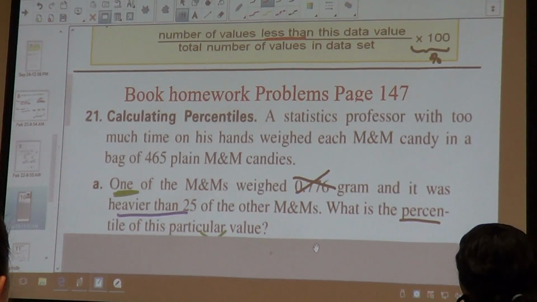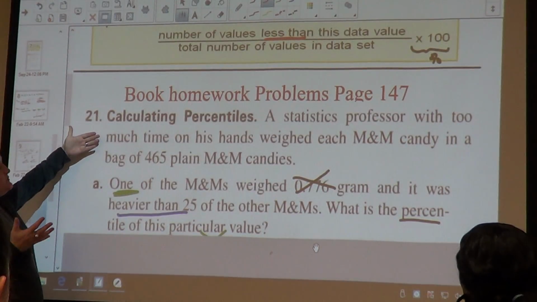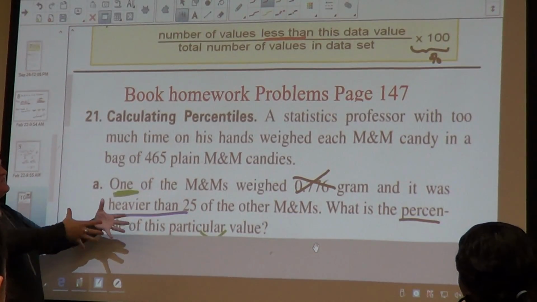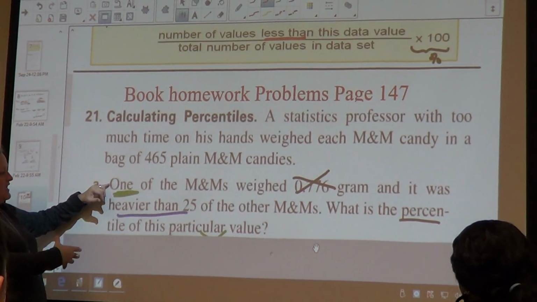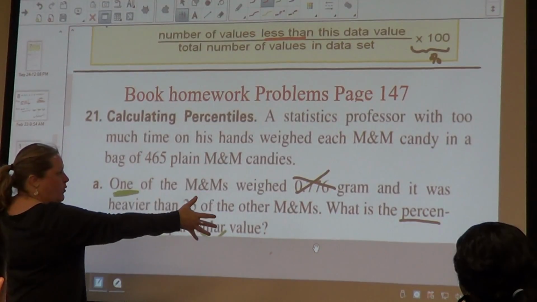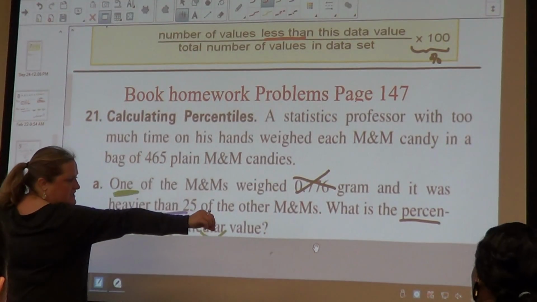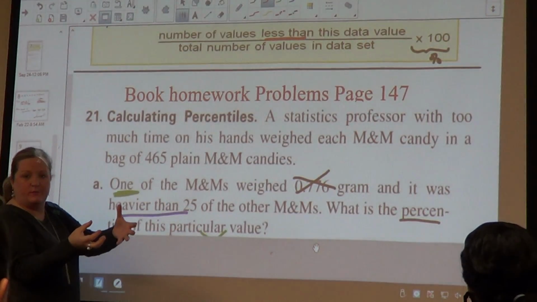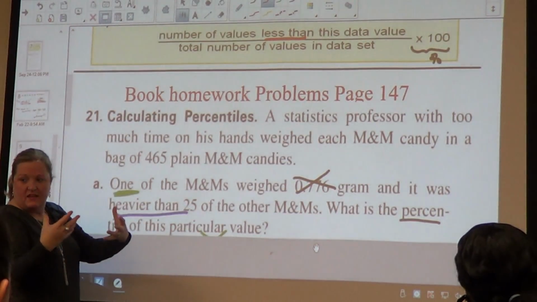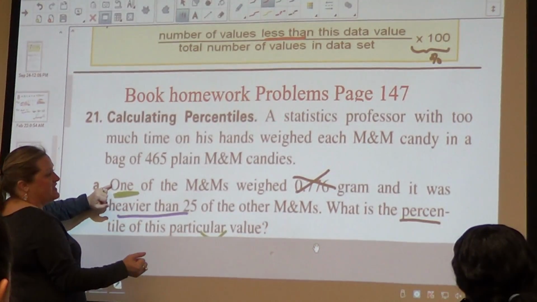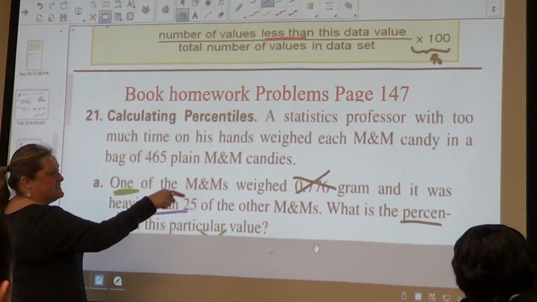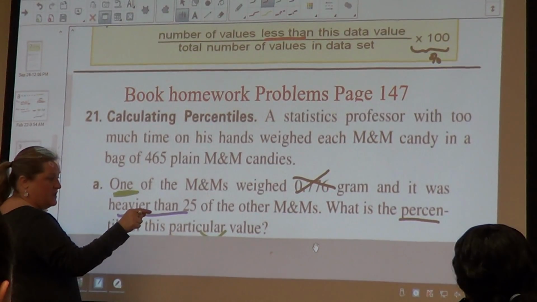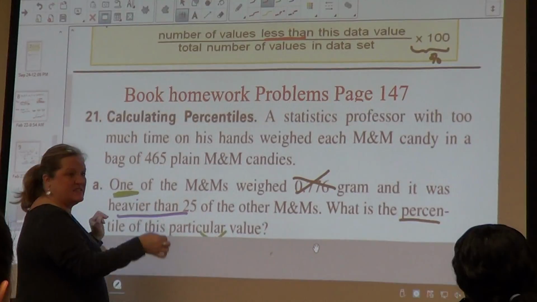A statistics professor, not that I have too much time on my hands, but too much time on my hands, gave us a bag of 465 M&M candies. They put the M&M candies in order from the least weight to the highest weight, because some M&M candies are chintzy, and some are like a double M&M, which is God's way of thanking me. So, one of the M&Ms weighed 0.776 grams, and it was heavier than 25 of the other M&Ms. What is the percentile of that particular M&M?